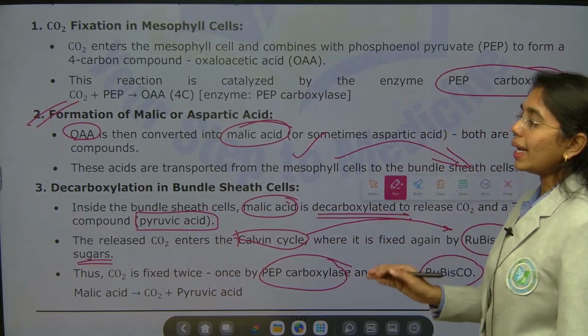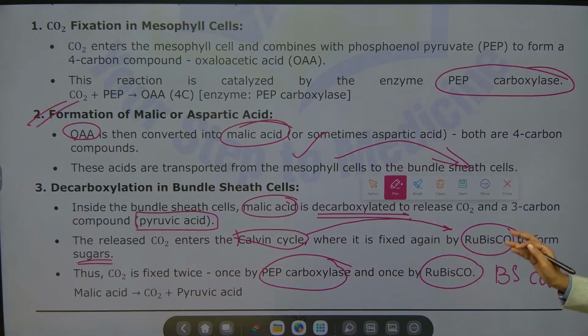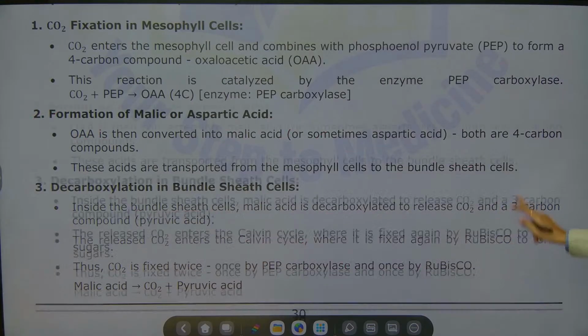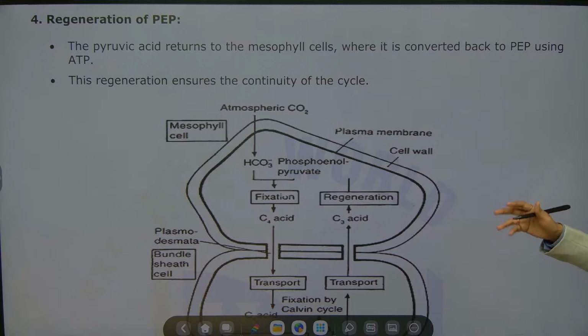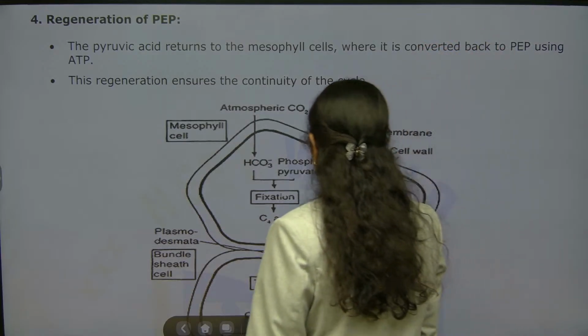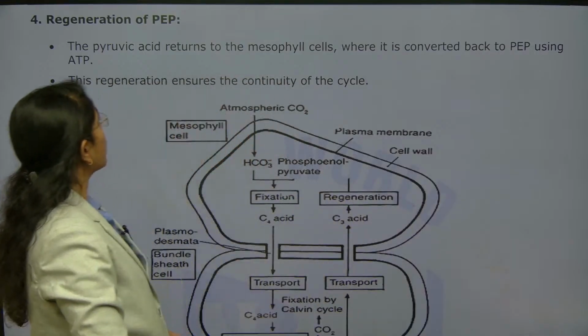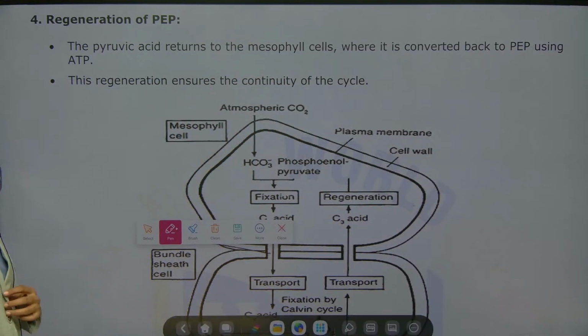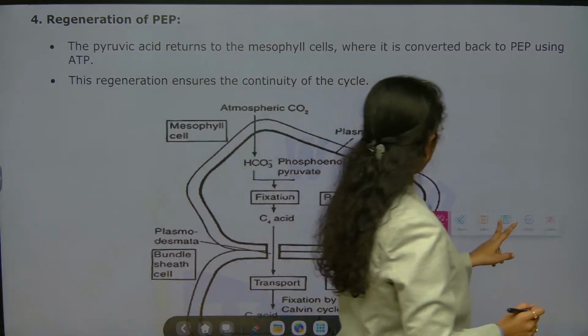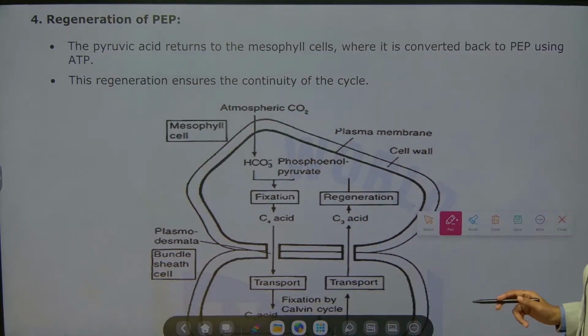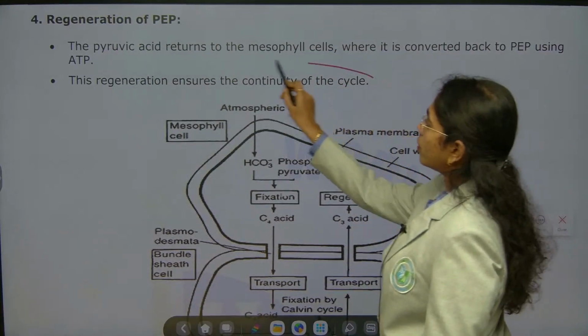So, here malic acid is converted to carbon dioxide and pyruvic acid. Now, regeneration of PEP. The pyruvic acid returns to mesophyll cells, where it is converted back to phosphoenol pyruvate using what? ATP. This will use ATP. This regeneration will ensure continuation of the cycle.